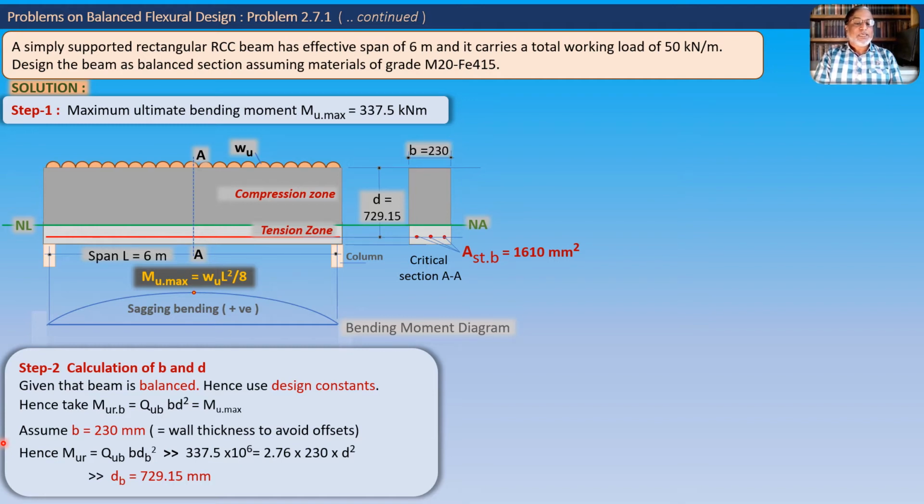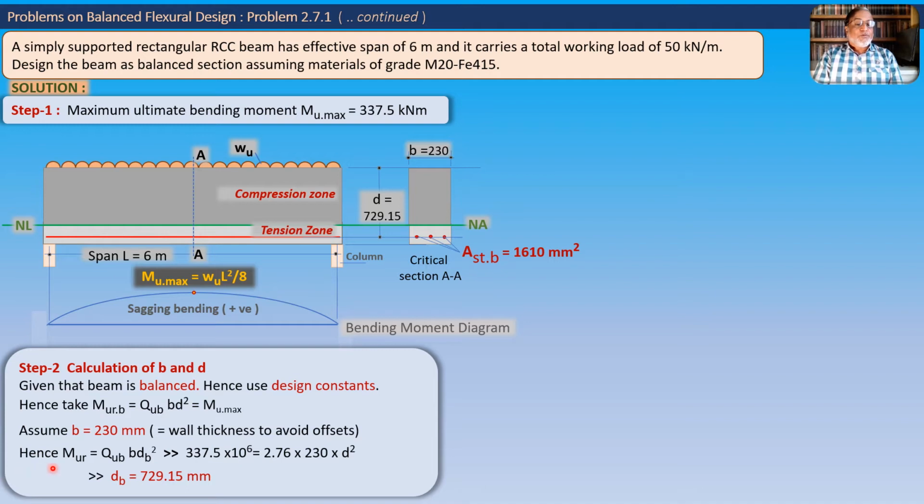That is why we will, as far as possible, try to avoid offsets of beams from outside the walls. So to make up these widths, we will take the width of the beam B as 230 mm, which is usually the wall thickness. Of course, when the value of B is given in a problem as different from 230, you have no choice and you have to take that value and solve the problem.